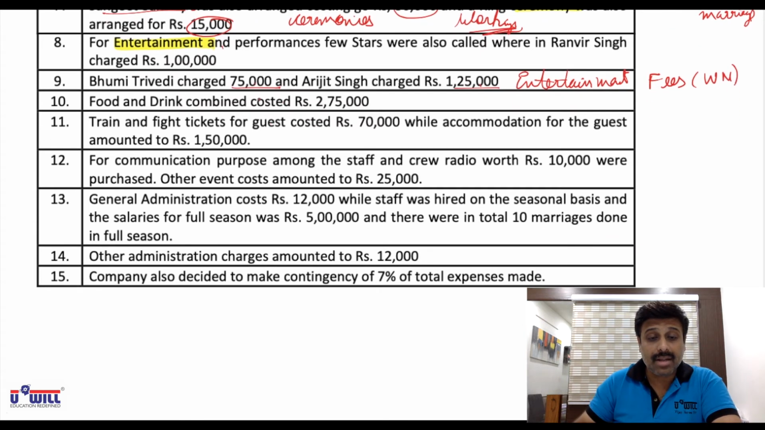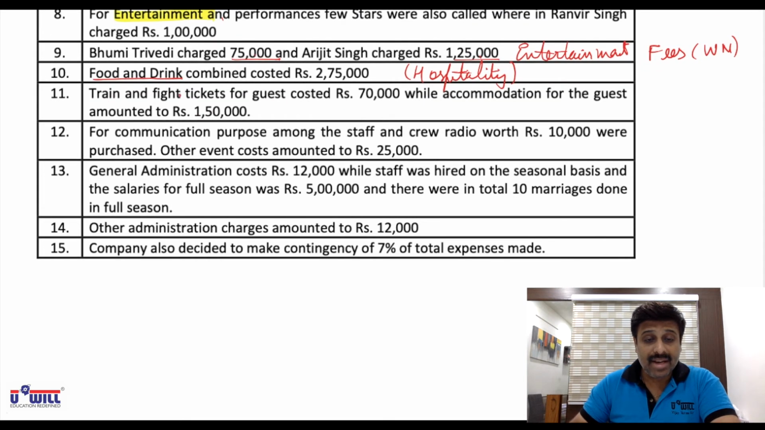Food and drink combined cost 2,75,000. Food and drink will come in hospitality. Okay, food and drink will come in hospitality. Train, make it flight, not train, flight tickets for guests cost 70,000, while accommodation for the guests cost 1,50,000. So that will come in travel and accommodation. Okay, that will come in travel and accommodation.